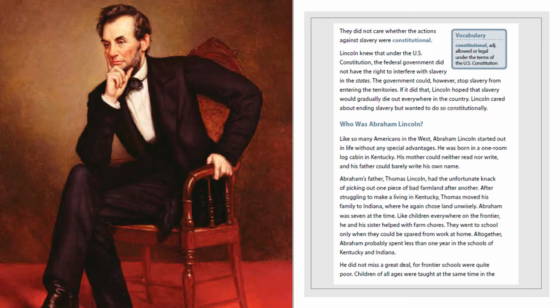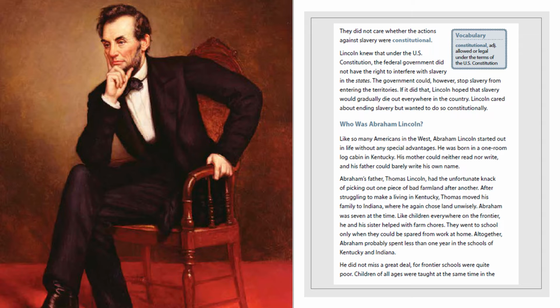So who was Abraham Lincoln? Like so many Americans in the West, Abraham Lincoln started out in life without any special advantages. He was born in a one-room log cabin in Kentucky. His mother could neither read nor write, and his father could barely write his own name. Abraham's father, Thomas Lincoln, had the unfortunate knack of picking out one piece of bad farmland after another. After struggling to make a living in Kentucky, Thomas moved his family to Indiana, where he again chose land unwisely. Abraham was 7 at the time.